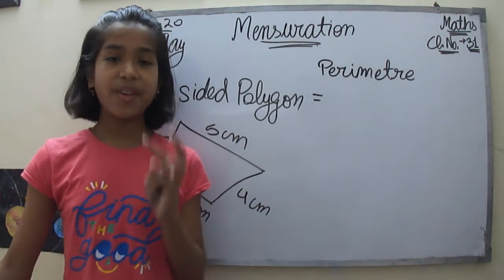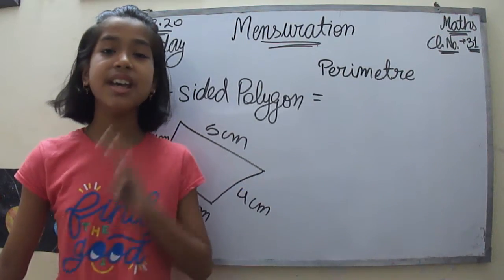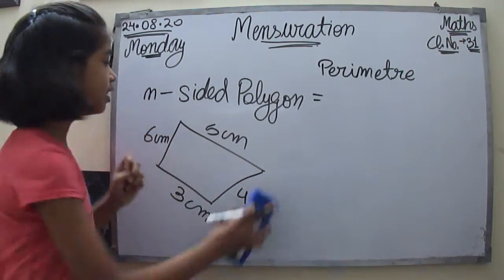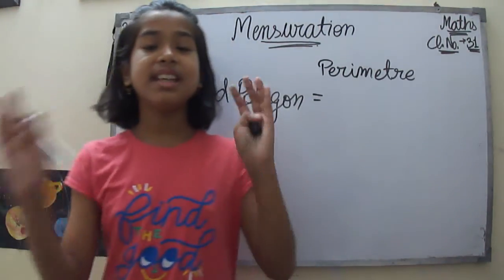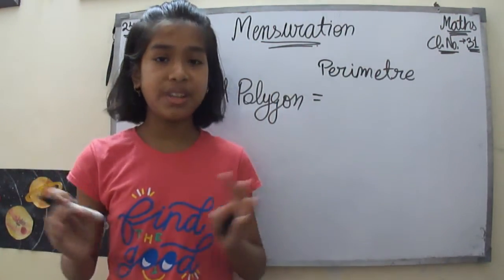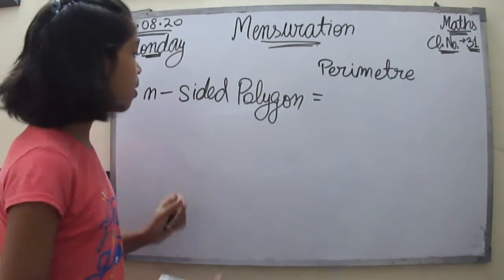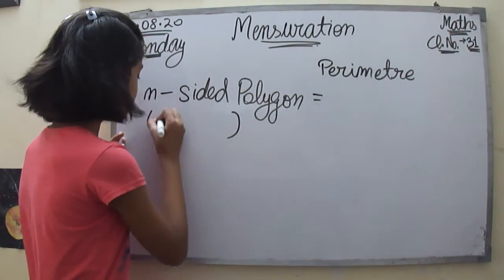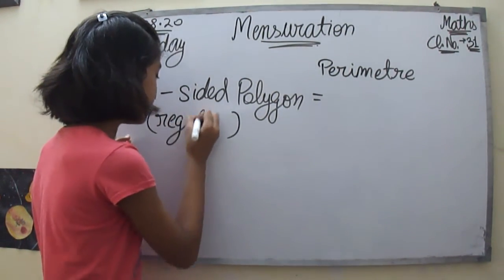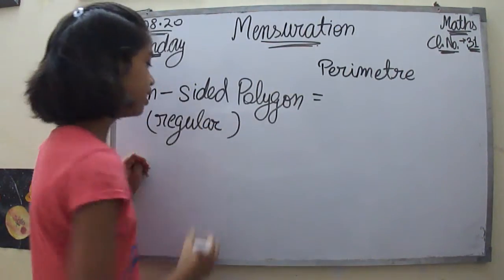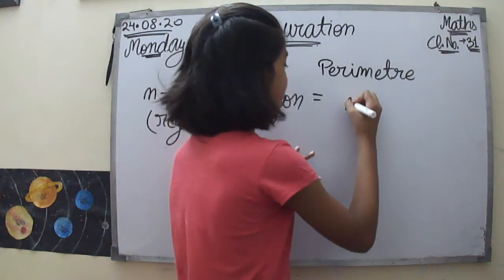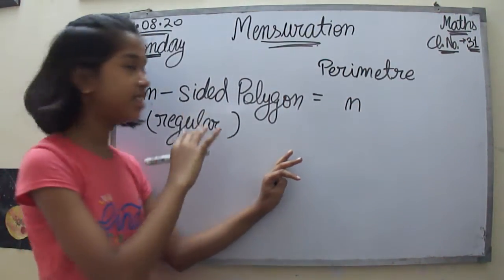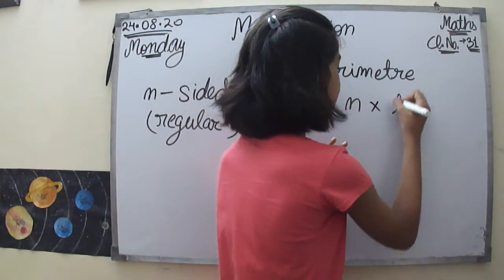But if an n-sided polygon is a regular polygon, which simply means that it has equal angles and equal length of all its sides, then the formula goes like this: n, which is the number of sides, into the length of the side.